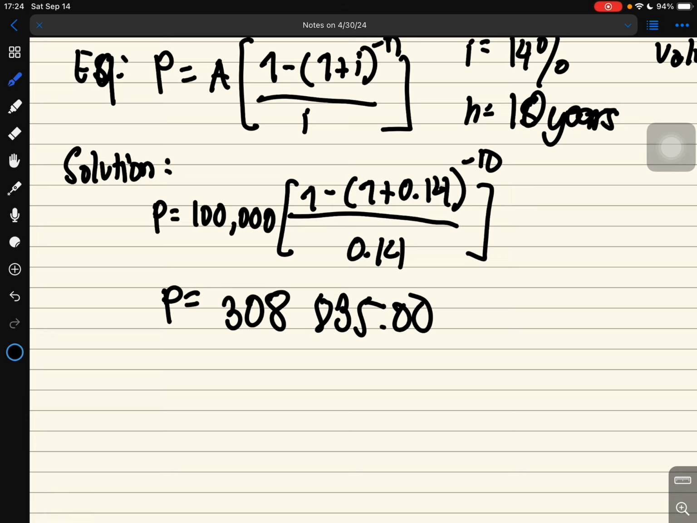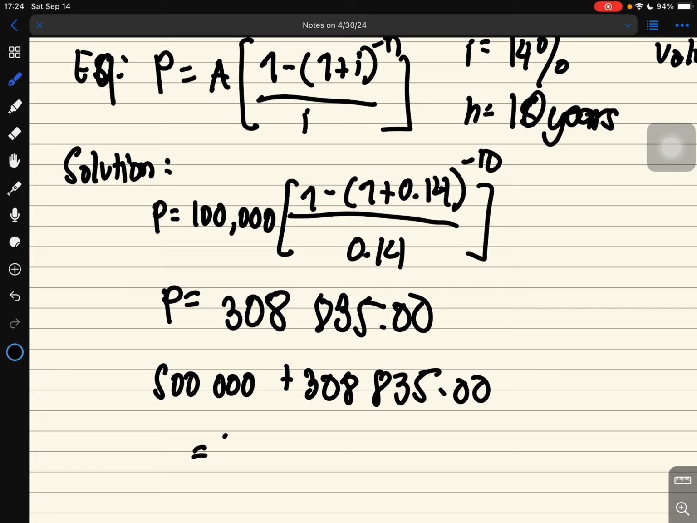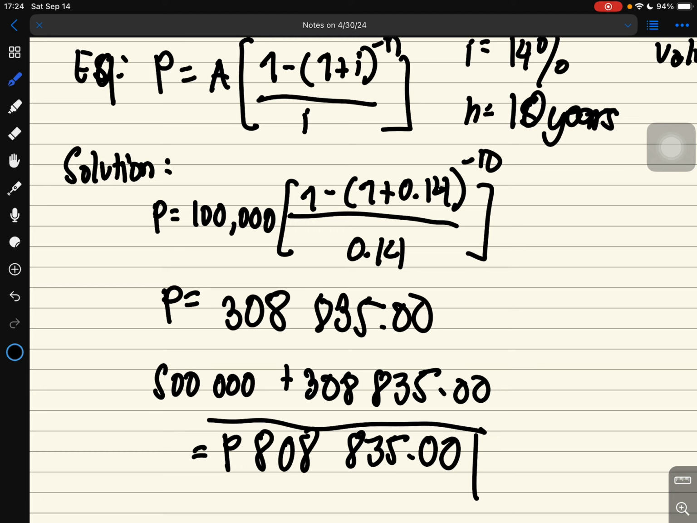So ito na ba ang answer natin? Hindi pa, no? Dahil mapapansin nyo na nag-down payment ka kasi ng 500,000. So nauna yung bayad na yun, which is naka-present value na yung 500,000 kasi in the year 1 pa lang binayad mo na yun. So 500,000 plus 308,835.00 is equal to 808,835.00. Ito yung cash value pag binili mo yung property.